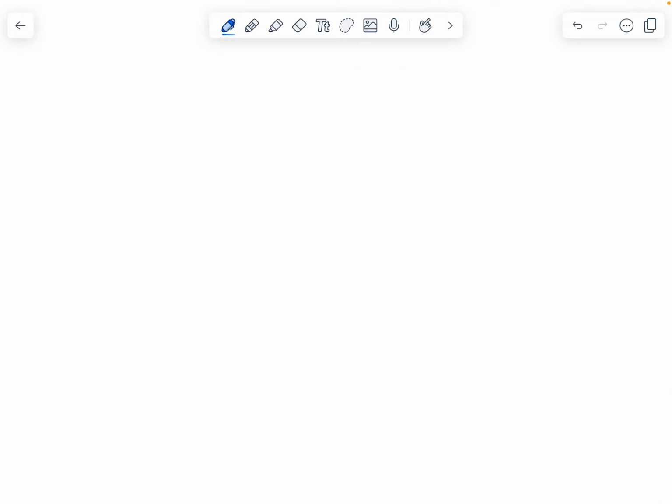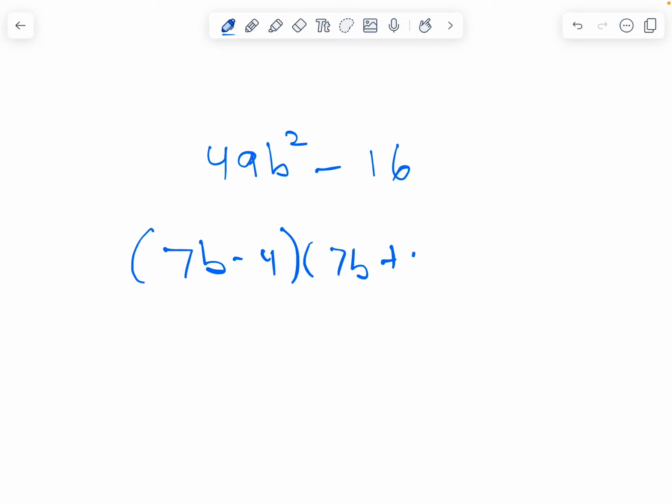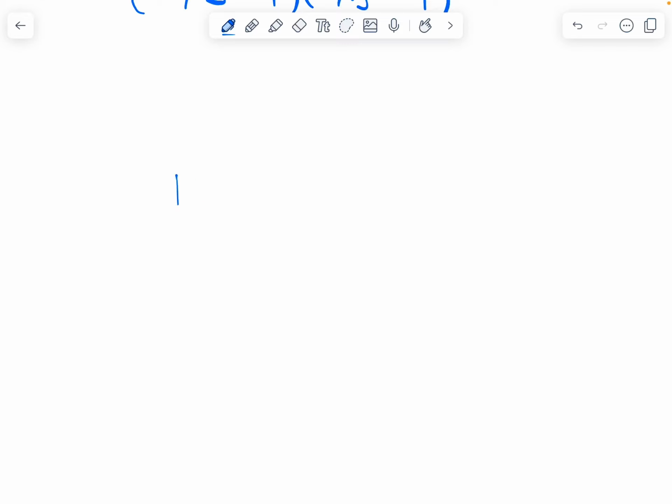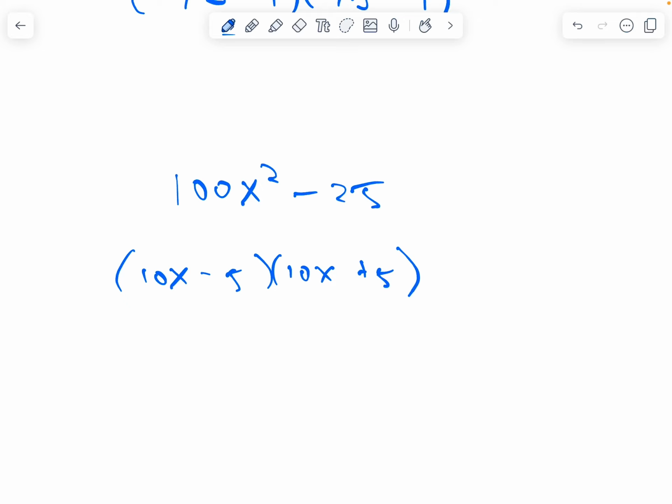Let's do 49b squared minus 16. Okay, so if you did 7b minus 4, 7b plus 4, you're good. One more, just because these are so fast. 100x squared minus 25. All right, pause it, give it a try. Okay, we got 10x minus 5, 10x plus 5, and that's it.